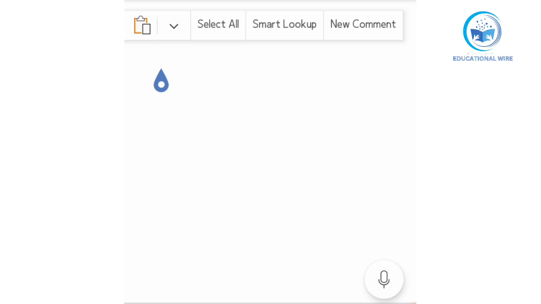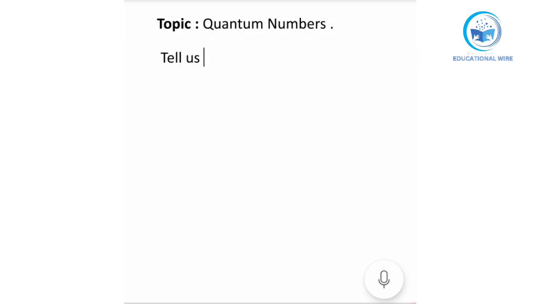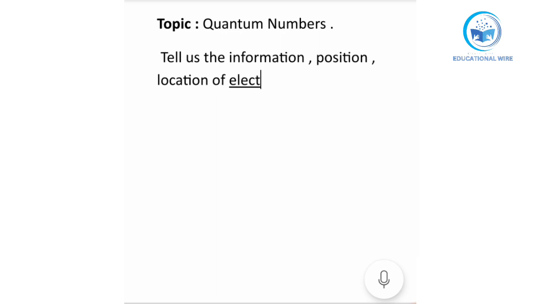So now we'll start a new topic, that is quantum numbers. The word quantum means the energy values of the numbers. The quantum numbers tell us the information, the position and the location of electrons in an atom.